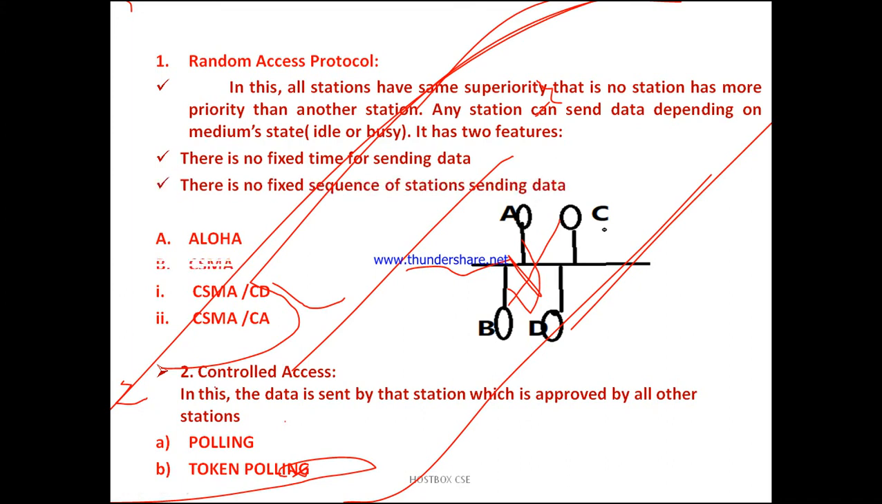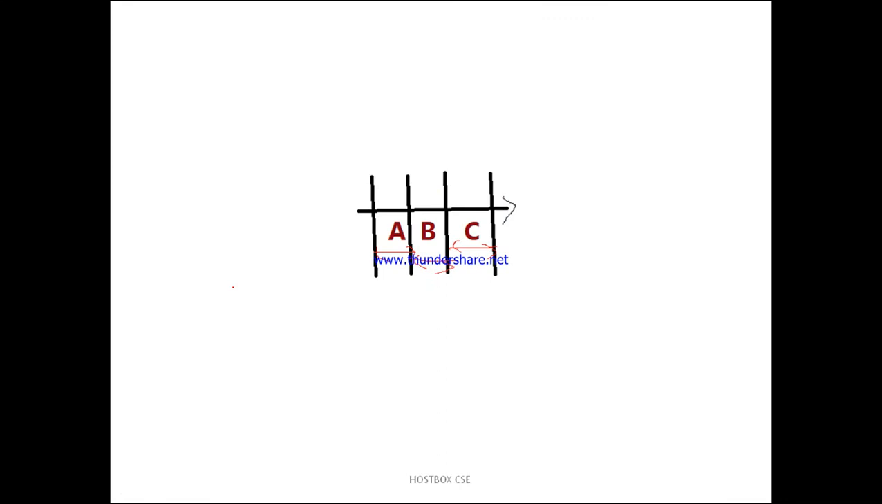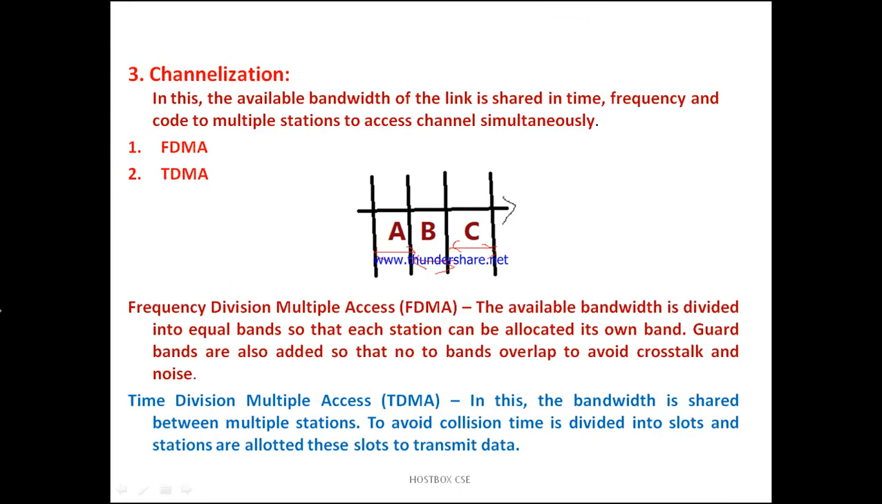That is channelized protocols. Channelization means that the available bandwidth of the link is shared in time, frequency, and code among multiple stations to access the channel simultaneously. Here there are two methods: one is called FDMA, another called TDMA. That is frequency division multiple access, and the other is time division multiple access.